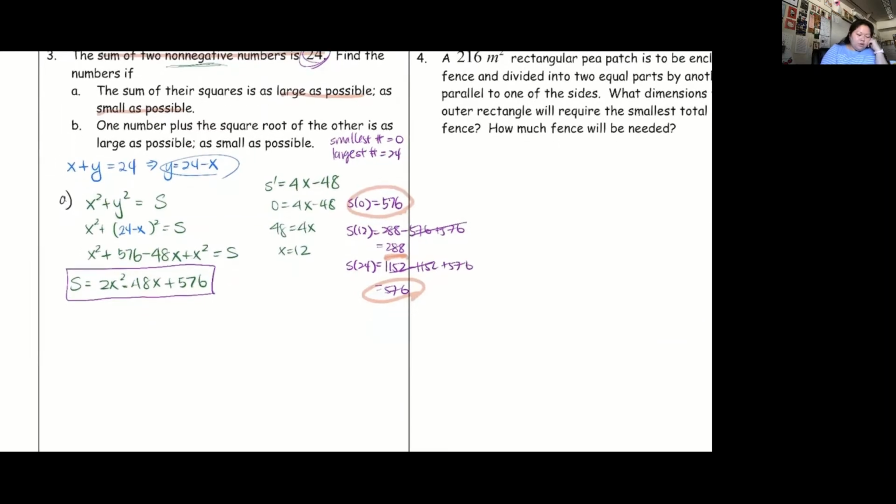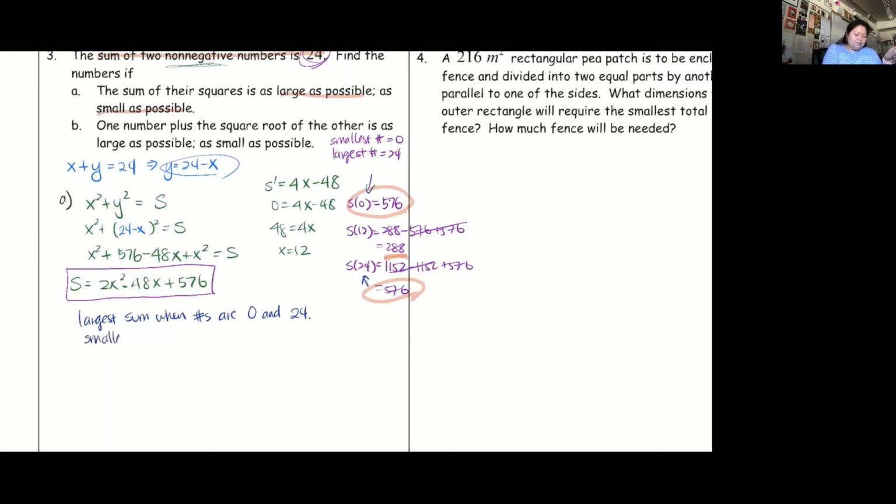So how do I answer the question? So I will say, largest sum when the numbers are 0 and 24. It doesn't matter which one's 0, which one's 24. If one of them is 0, the other one's 24. If one of them is 24, the other one's 0. So 0 and 24, they'll give you the largest sum of 576.